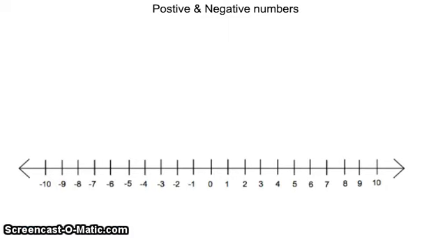This is a lesson about positive and negative numbers. So, on a number line, we start at a point 0, and going right, we have positive numbers that get bigger, and going left, we have negative numbers that get smaller.